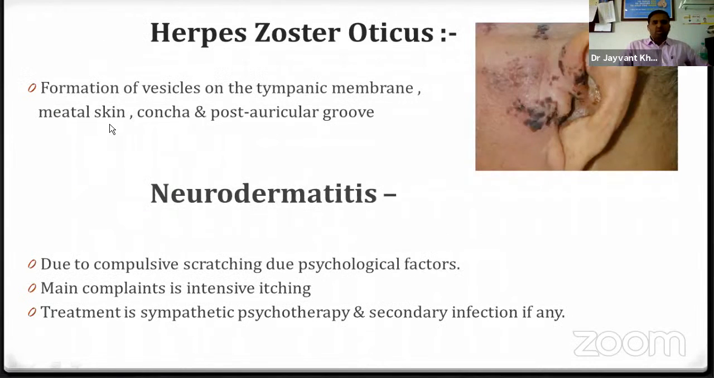Herpes zoster: formation of vesicles on the tympanic membrane, meatal skin, concha and post-auricular groove. You can see in this picture. Neurodermatitis is due to compulsive scratching due to psychological factors. The main complaint is intense itching. Dermatitis, so itching is present. Treatment is sympathetic psychotherapy, and if there is secondary infection, treat it. If dermatitis is there, then you can use antidermatitis creams and all.